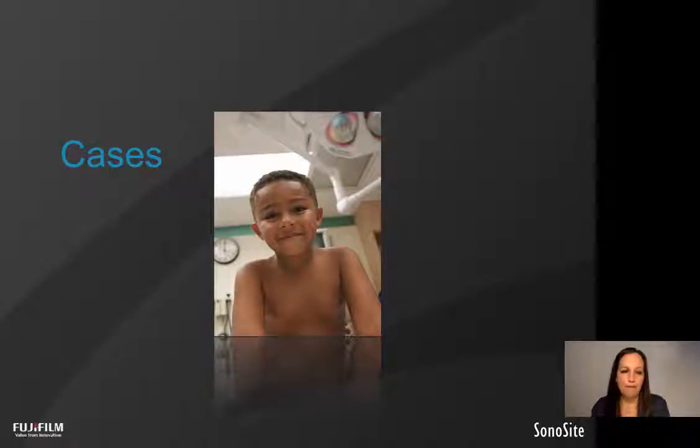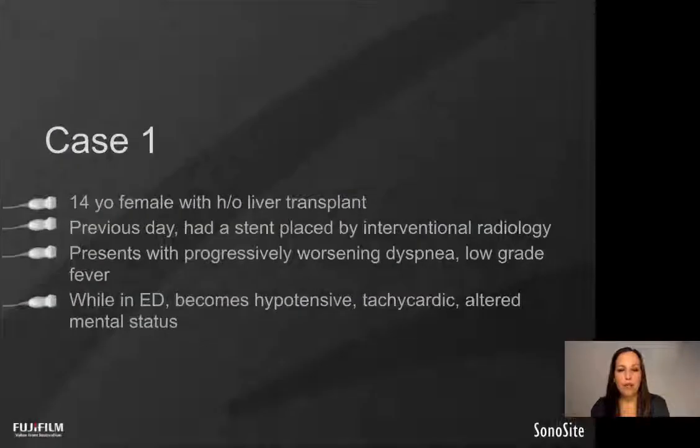Our first case, 14-year-old female with a history of liver transplant. She came in presenting with difficulty breathing, a low-grade fever, and the previous day, interventional radiology had placed a stent. Now, she had been sitting in the emergency department waiting to be admitted upstairs and had been seen by the transplant surgeon. But as she was sitting there, she became progressively worse. She became hypotensive, tachycardic, and had altered mental status.